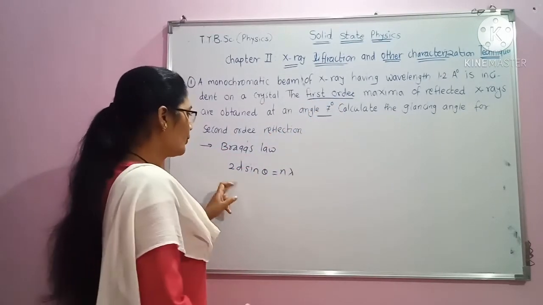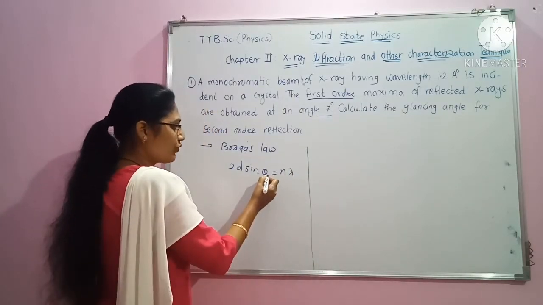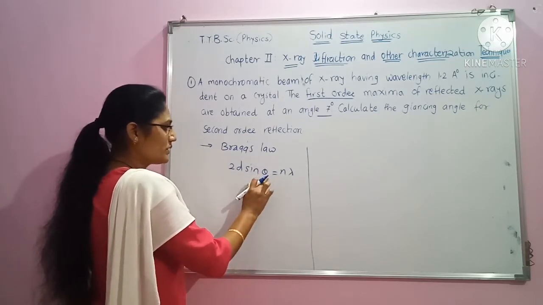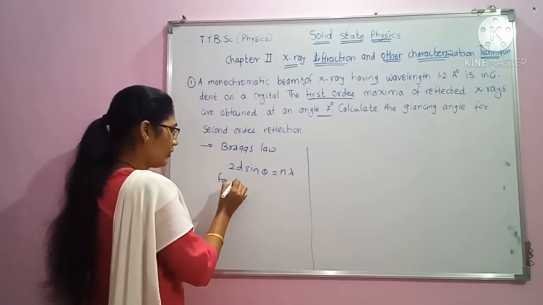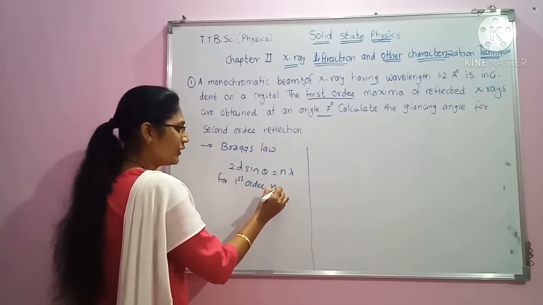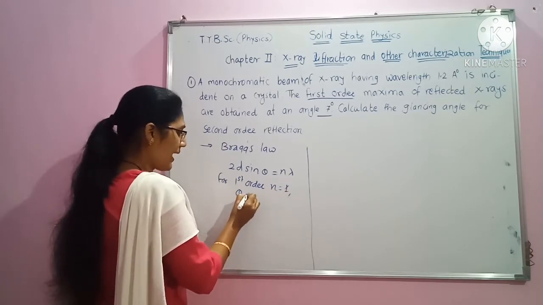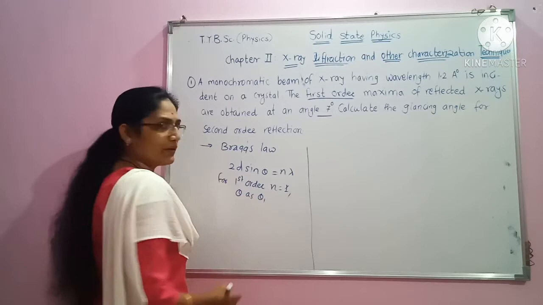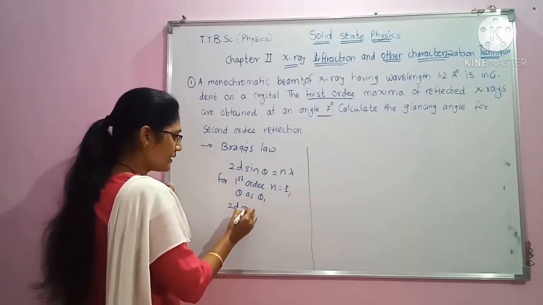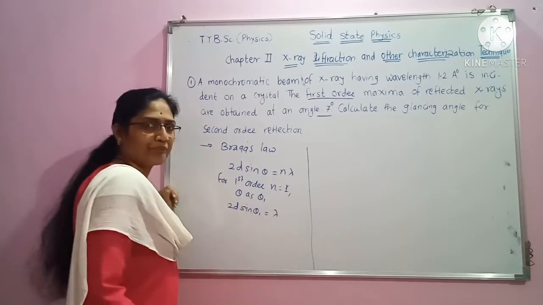It means that we have to write the formula for first order. Suppose for first order I am considering theta as theta 1. For first order the n value will be 1, and consider theta as theta 1. So our formula for first order becomes 2d sin theta 1 is equal to lambda.